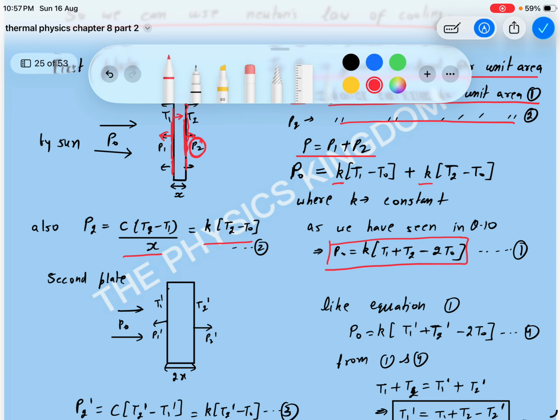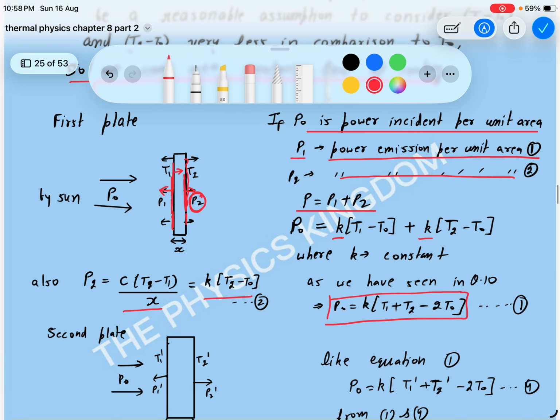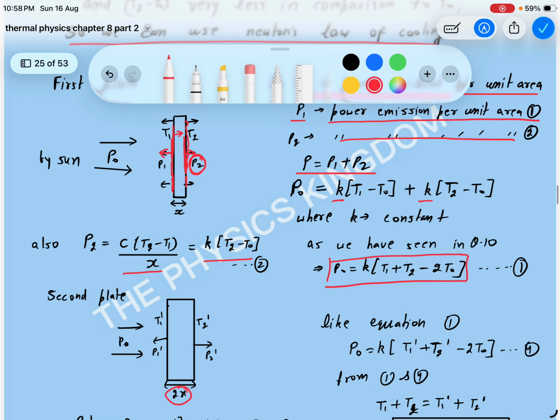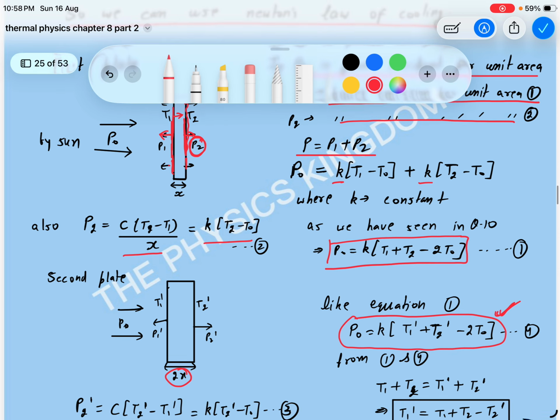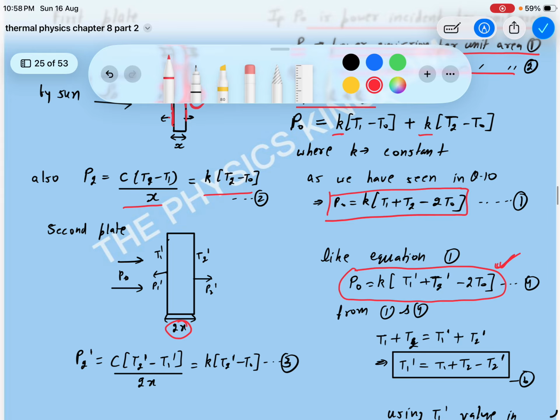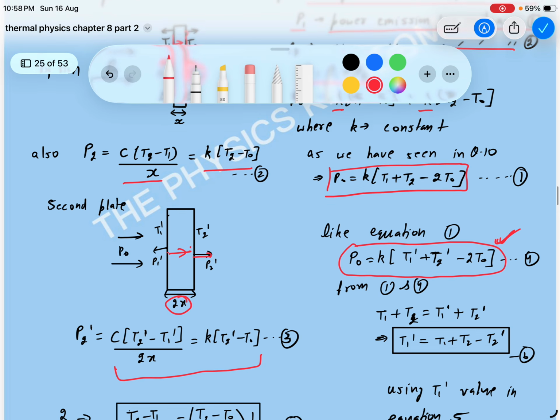Now for the second plate, the only difference is the thickness is 2 times. It means just like I wrote it for plate 1, for plate 2 also I can write it in the same way. So whatever power is incident, that should be equal to power emission from both the surfaces. So that is equation number 4 that I am getting. And then the same thing, that whatever power is there from surface 1 to 2 by conduction should be equal to power emission from surface 2. So that is equation 3, right?